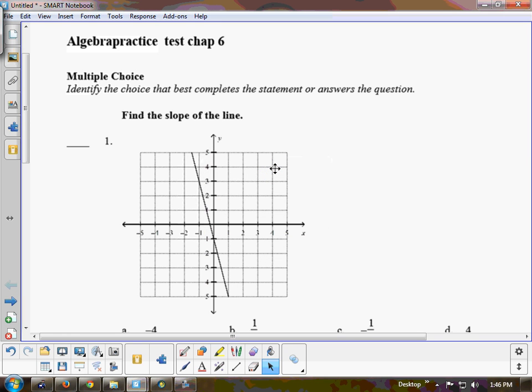Welcome. This is the review for the algebra test on chapter 6. The first question asks for the slope.